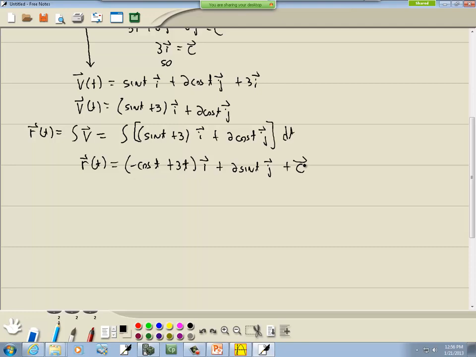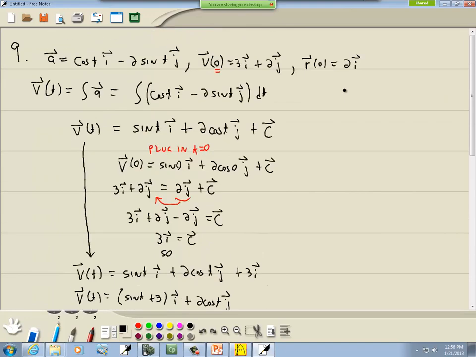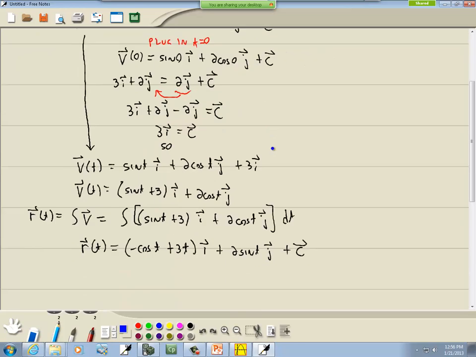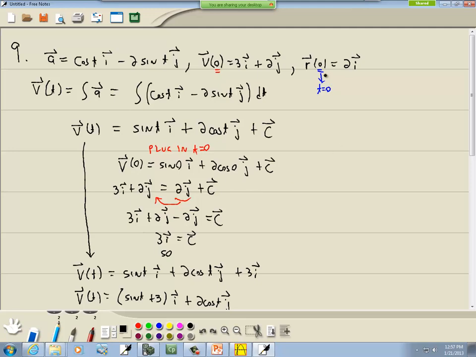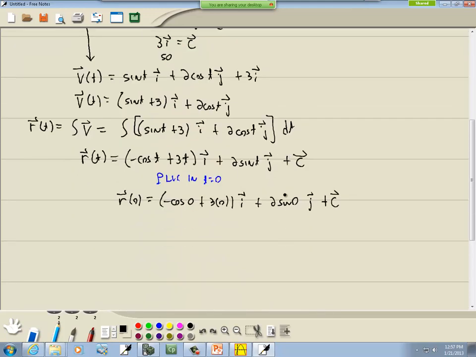Well, we need to find out what our constant vector is, so let's go back up to our initial conditions. It said r of 0, so t is equal to 0, is equal to 2i. So plug in t is equal to 0 again. So we're going to have r of 0 is equal to negative cosine of 0 plus 3 times 0, i, plus 2 sine of 0, j, plus our constant vector. Now r of 0, from up above, is equal to 2i. So we replace the r of 0 on the left side with 2i.